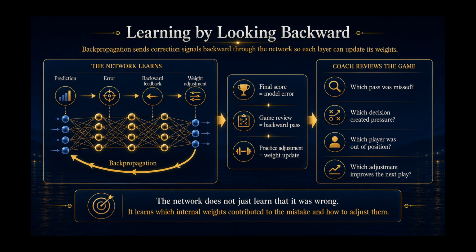The answer is backpropagation. Backpropagation is the feedback system that teaches a neural network how to adjust its weights after making mistakes. Think of a coach reviewing a team after a game. The final score tells whether the team won or lost, but the coach does not stop there. The coach looks backward through the game and asks where the outcome came from. Which pass was missed? Which decision created pressure? Which player was out of position? Which adjustment would improve the next play? Backpropagation does something similar inside a neural network.